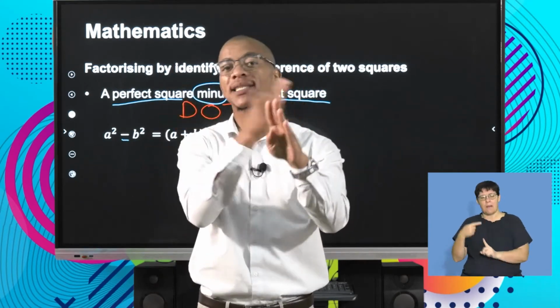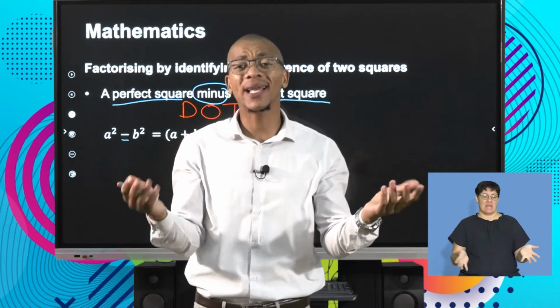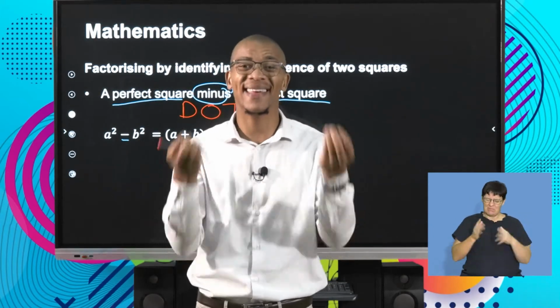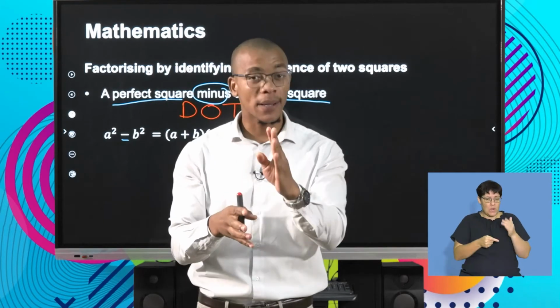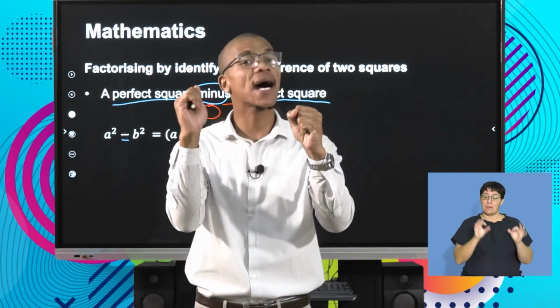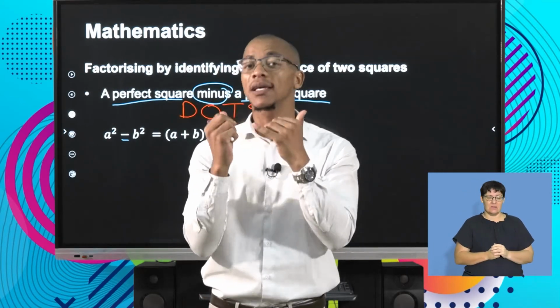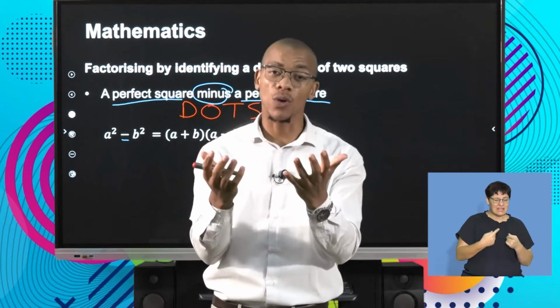It doesn't really matter which side has a plus and which one has a minus, because the brackets will be identical to one another at all times. Remember, difference of 2 squares: a perfect square minus another perfect square. That's how you gauge yourself on whether it's a difference of 2 squares or not.